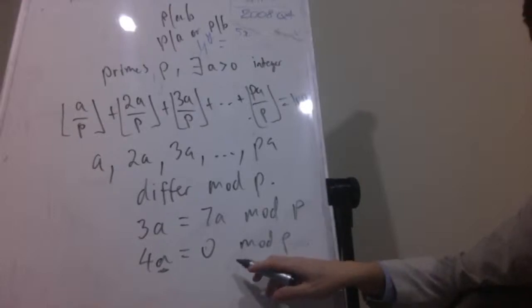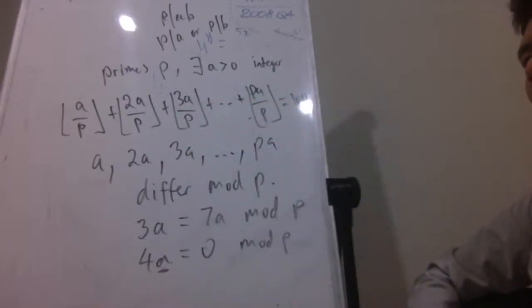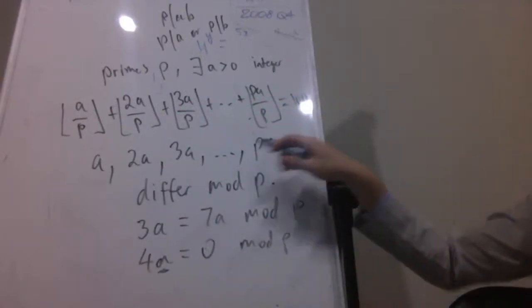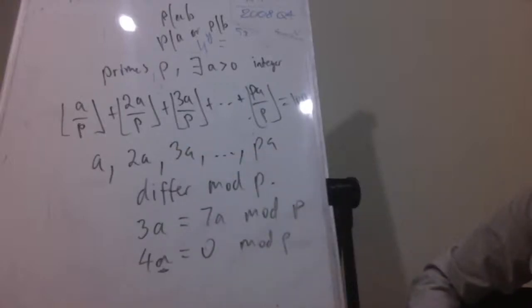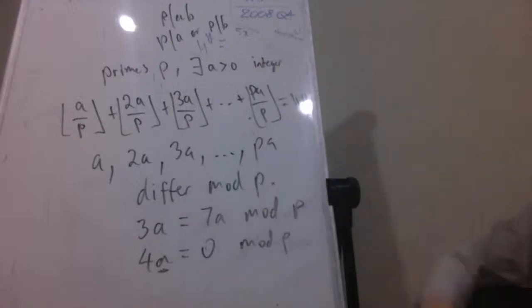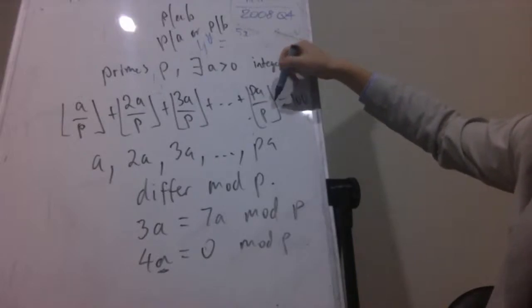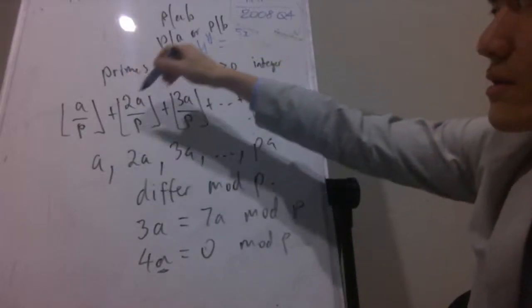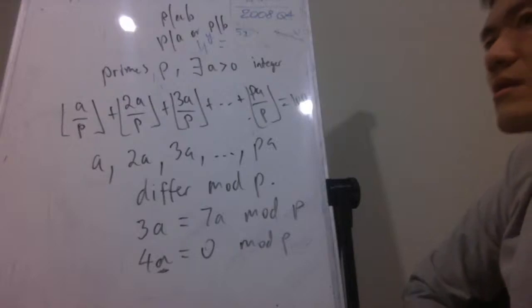You understand this claim? These all have different remainders when we divide by p, unless p divides a. Because if p divides a, they all have remainder 0, right? If p divides a, there's no need for floors because these are all going to be integers, and then it's an easy formula to solve.